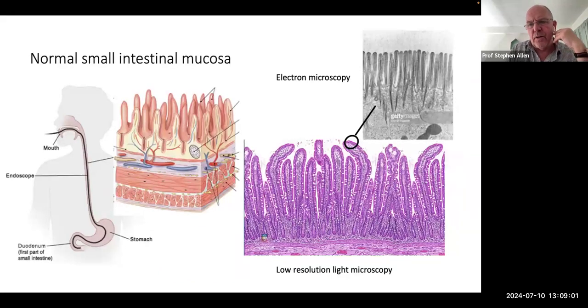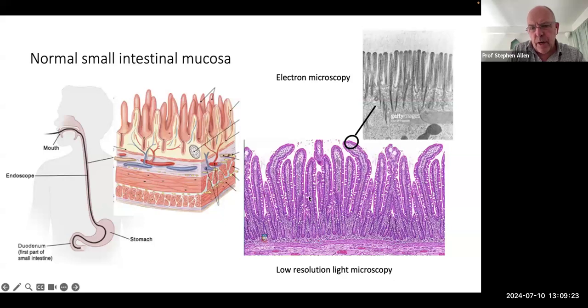So now I want to focus on the gut, because I'll put it to you that the gut is the main organ that is responsible for this chronic inflammation in children in poorer countries. So this is a healthy gut mucosa, at least from a Western perspective. This is what we expect to find in healthy children. I'll just focus on this picture at the bottom right.